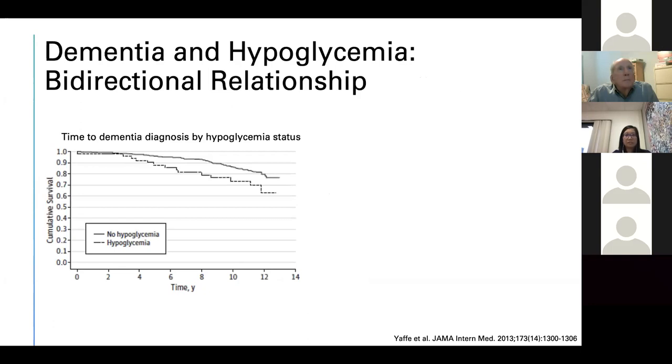And I don't think it's a surprise to anyone that hypoglycemia is related to dementia. In fact, there's a bidirectional relationship. In this study by Yaffe and colleagues in JAMA, they followed individuals with type 2 diabetes over a 12-year period. These were older adults, with an average age of about 74. And what they found was that those patients who experienced a hypoglycemia event had about a 2 times increased risk of developing dementia compared to those without hypoglycemia.